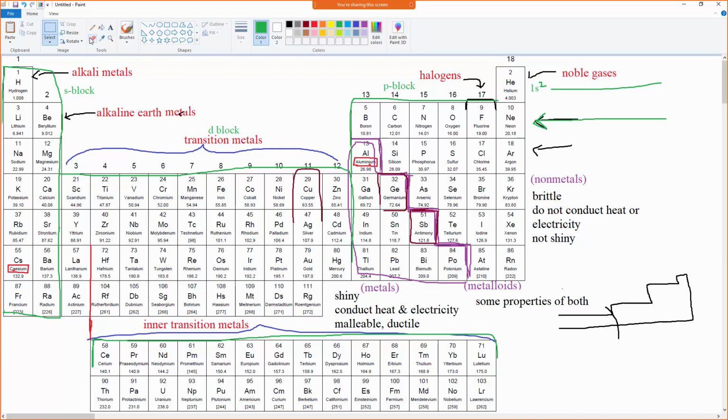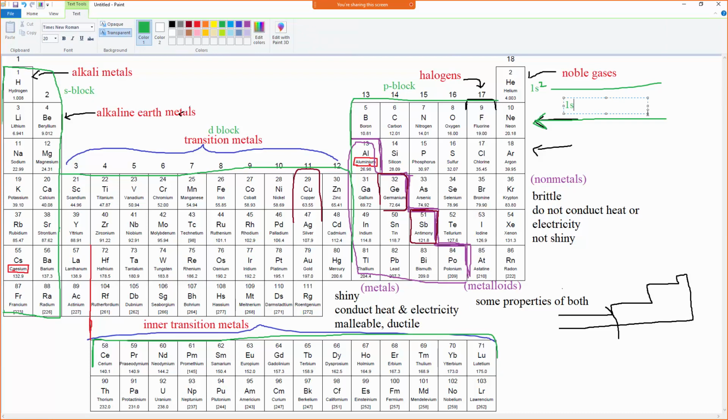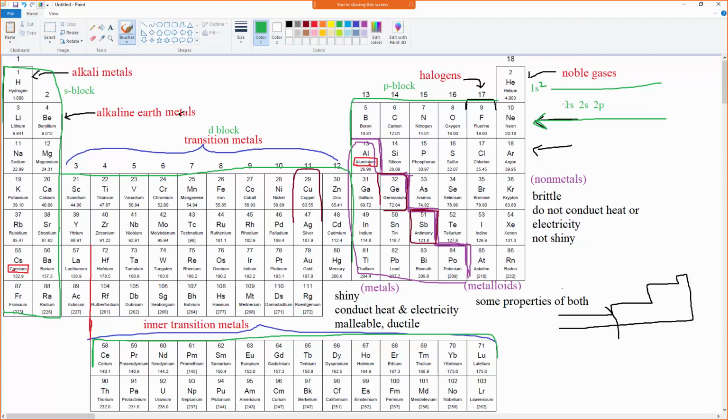Neon has 10, so the 1s is full with 2, and then the 2s is full with another 2, and then for the 2p, if I have 10 electrons total and I've used up 4, I've got 6 left and the p holds 6, so that's it. I can just stick that there and we're done.